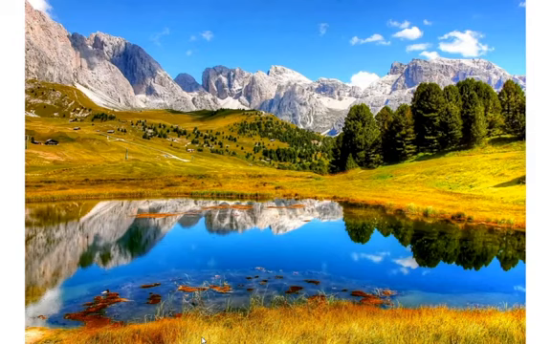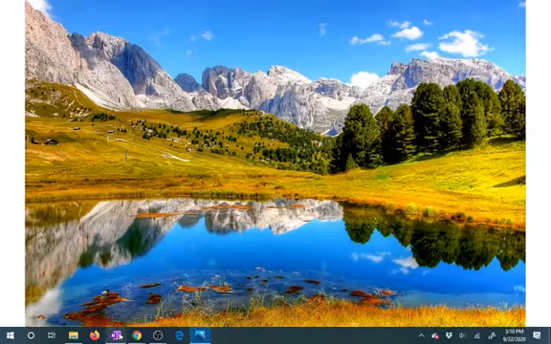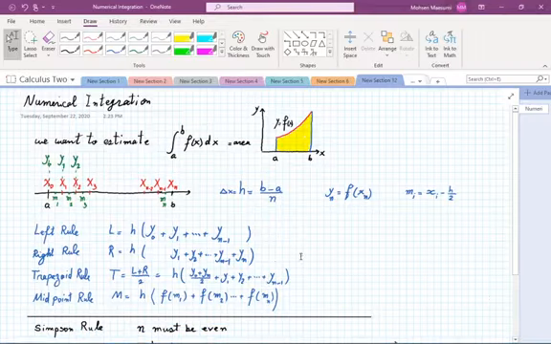Hi, welcome to another edition of Calculus 2. We are going to continue our conversation about numerical integration at a higher level than the previous lecture. Let's go ahead and see what this was about.